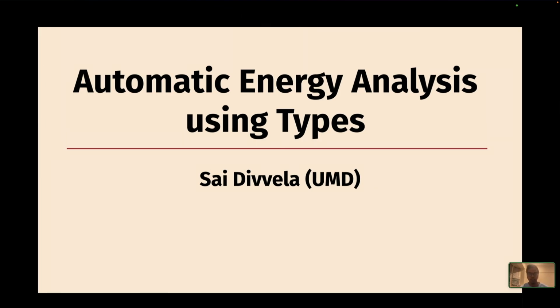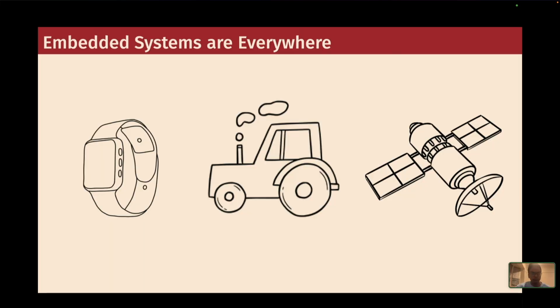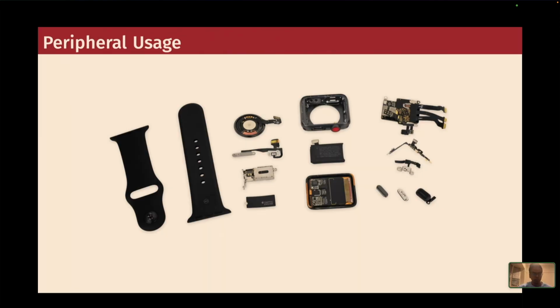Rising senior at the University of Maryland, and today I'll be presenting automatic energy analysis using types. So, embedded systems are increasingly prevalent and are deployed to a diverse range of applications, ranging from your personal device, such as a smartwatch, to medium-scale applications, such as smart agriculture, to the remote extents of outer space.